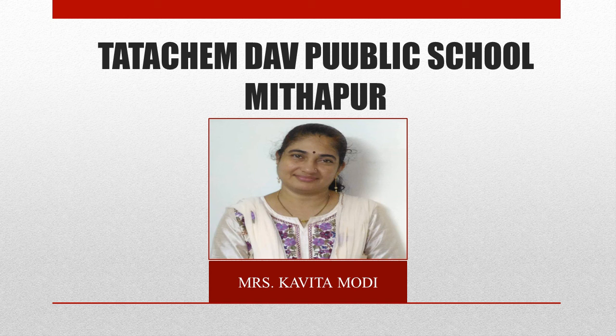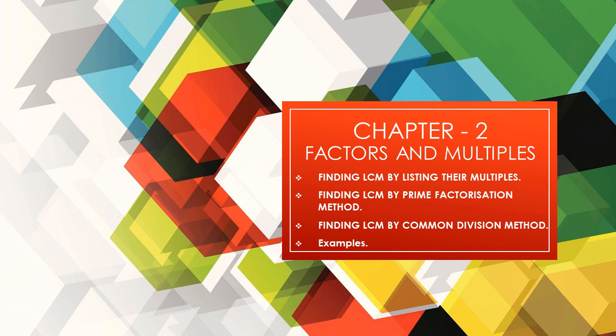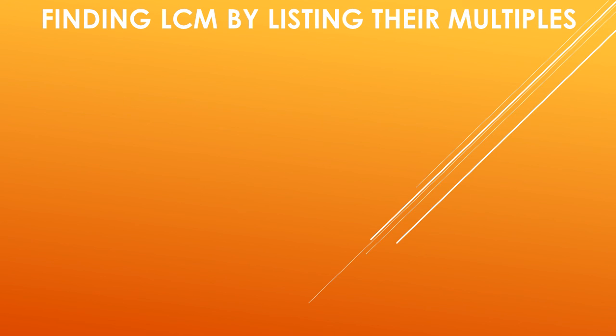Myself Kavita Modi. Today we are going to continue chapter 2, factors and multiples. In this chapter our topics are finding LCM by listing their multiples, finding LCM by prime factorization method, finding LCM by common division method, and some examples. Our first topic is finding LCM by listing their multiples.